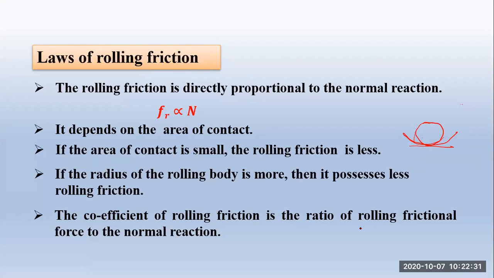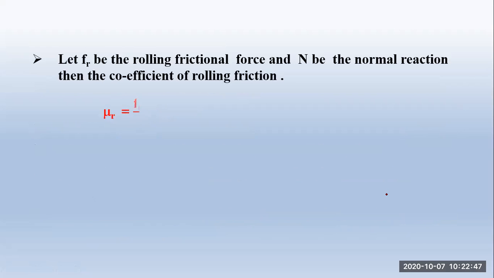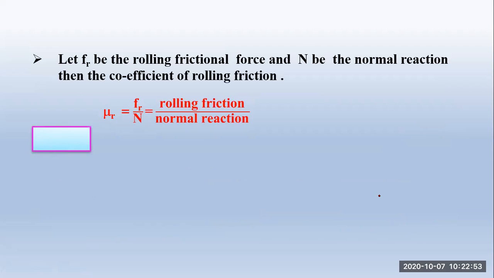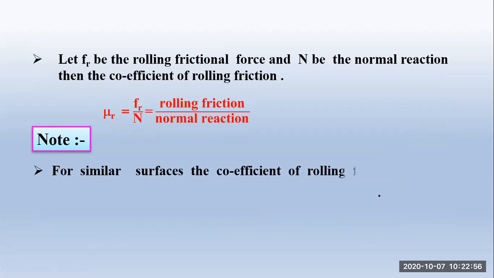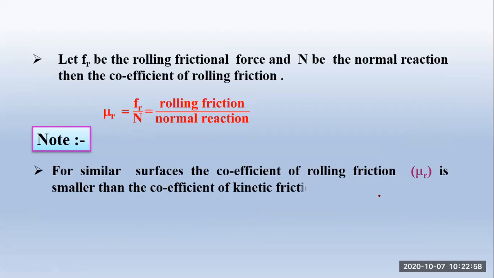The coefficient of rolling friction is the ratio of rolling friction force to the normal reaction. So again we can write this expression. For similar surfaces, the coefficient of rolling friction is smaller than the coefficient of kinetic friction. Actually, this is much less than kinetic friction.